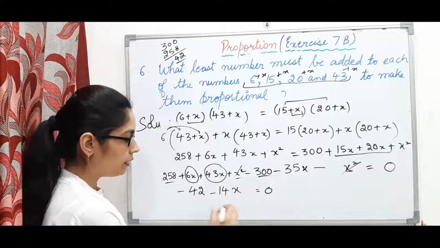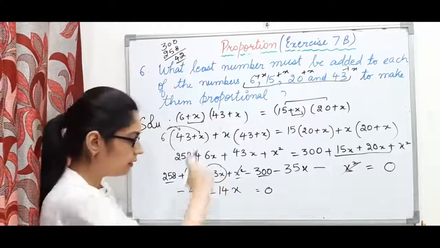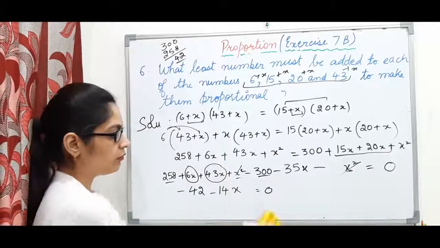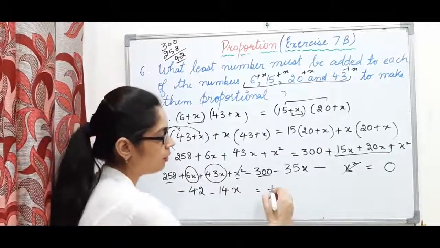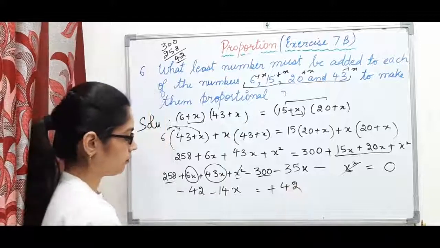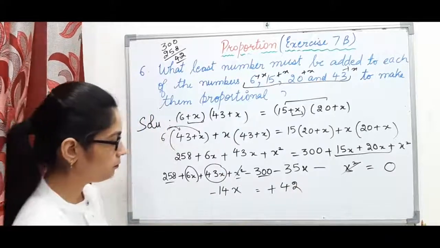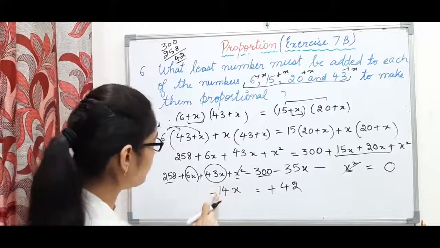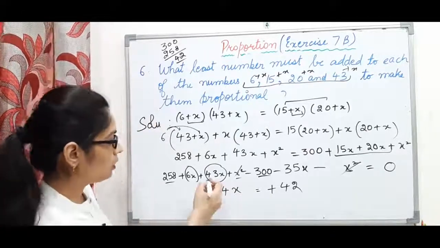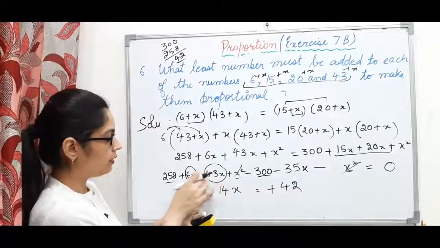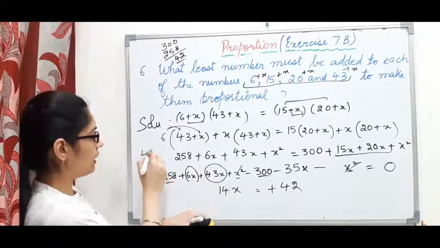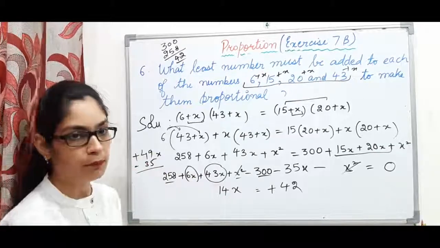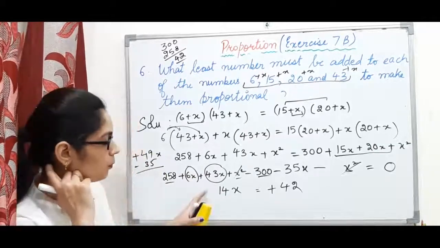So what we can do, we can keep the term with x on this side, the other term will shift to the other side. So minus 42, if we shift it to the other side, it will be changed to plus 42. And here it will be plus 14, because 43 plus 6 is 49, 49x minus 35. So plus 14, by mistake I just wrote the minus sign, so it will be positive 14x.